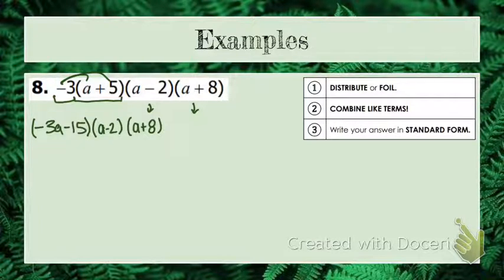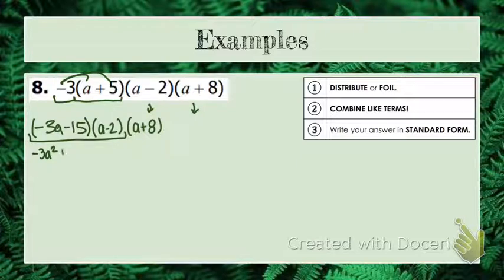And now we're going to multiply these 2 together. And honestly, you can do this in any order. You can pick any 2, but you just have to do only 2 at a time. You can't multiply 3 things in one step. So we're going to FOIL the first 2 binomials. -3A times A is -3A squared.